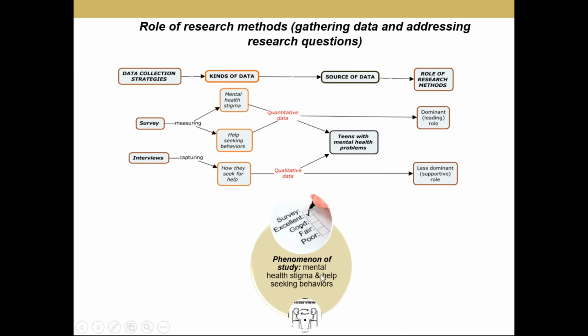So based on the example that I gave, the phenomenon that I want to study is mental health stigma and health-seeking behaviors, right? I'm using a quantitative approach to measure these two variables and find out whether there's a relationship between them. So for this study, I can make the quantitative approach dominant, playing a leading role. The qualitative is just looking at the health-seeking behavior, an aspect of the phenomenon. It's not looking at the whole phenomenon. So the qualitative is playing a supportive role to help you better understand the relationship between the two variables.